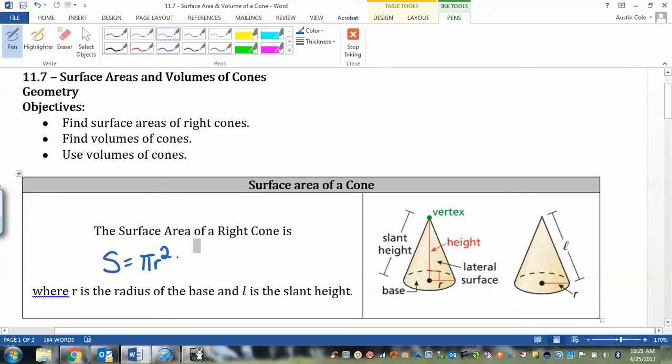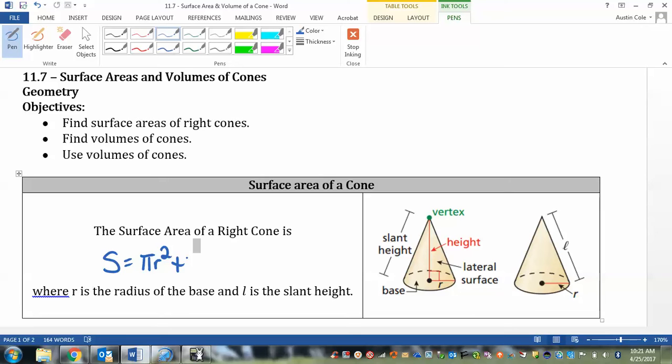Okay, now we have to add the area of that figure there. What do you guys think? So how are we going to find the surface area of that round part? Like the party hat part of it. Times the slant height. That was a good guess.